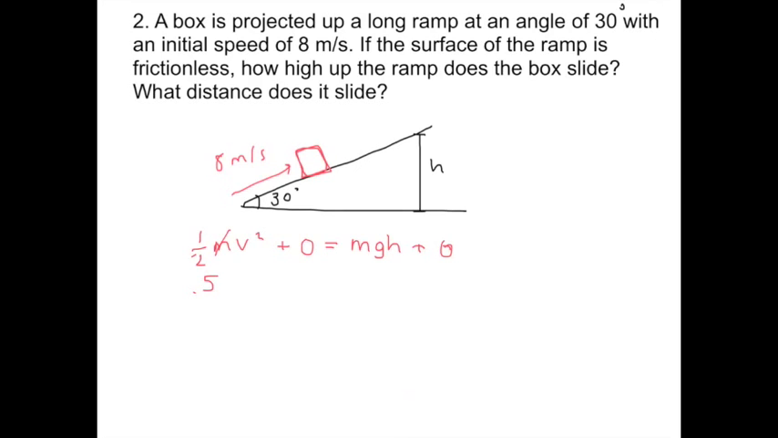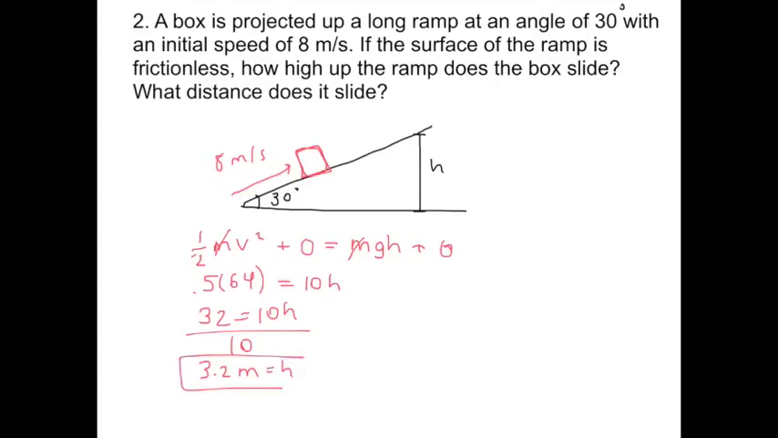Now let's plug in our numbers. 0.5, we'll cancel out the m's because those appear on both sides. So we get 1/2 times 64, that's 8 squared, equals 10 times h. That's what we're solving for. Now we see 32 equals 10h. Divide both sides by 10. And we see that the block reaches a height of 3.2 meters.